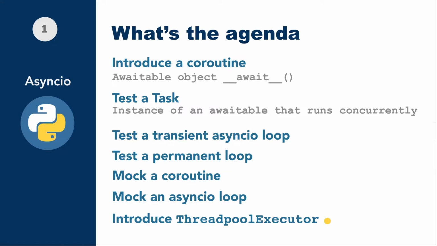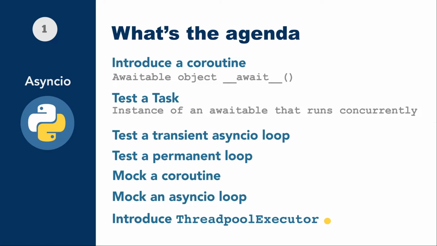A task is just an instance of a coroutine that runs concurrently. We will also test a transient asyncio loop, as well as testing a permanent loop. We look at what is the difference between a transient loop and a permanent loop. We will mock a coroutine, how to mock a coroutine. We will also mock an asyncio loop.